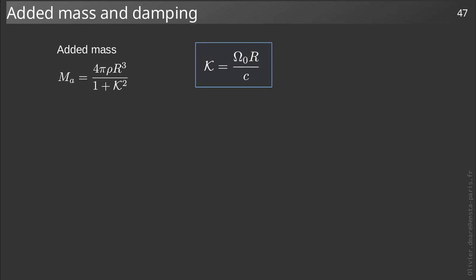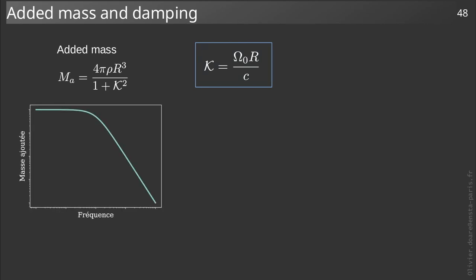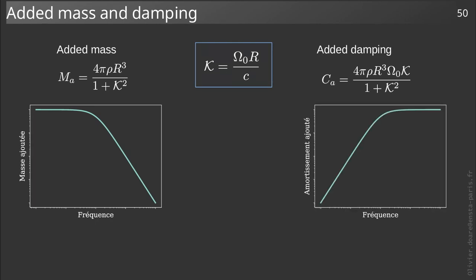We can deduce the typical evolution of the added mass coefficient as a function of frequency, which is represented here graphically. We have also highlighted an added damping coefficient, which can be plotted as a function of frequency. We notice that this coefficient follows the opposite trend. We can distinguish two different regimes in this fluid structure interaction problem.